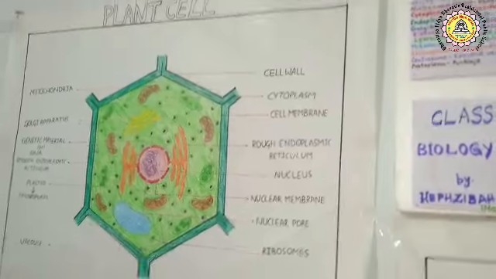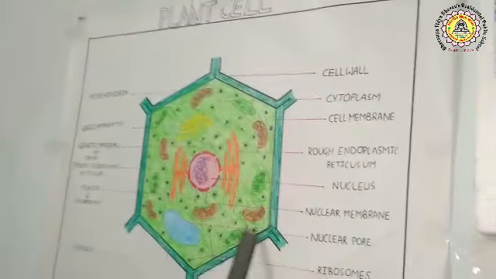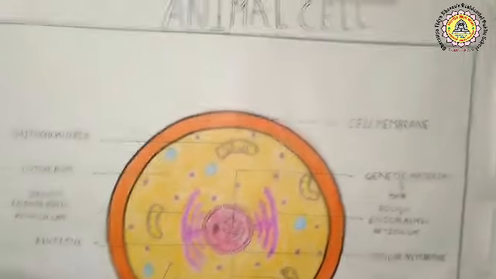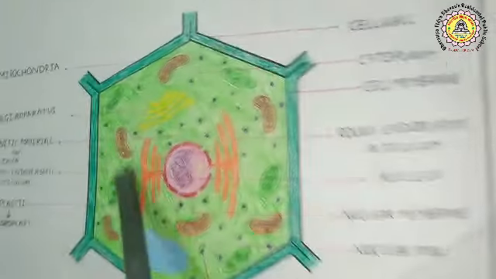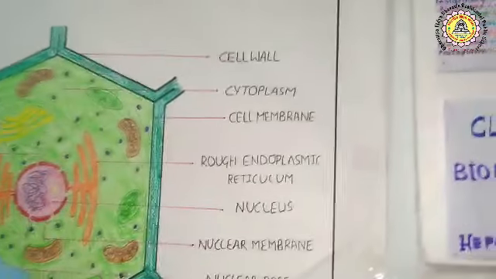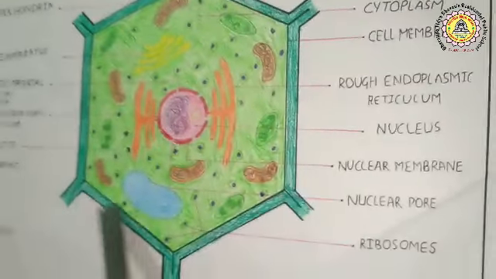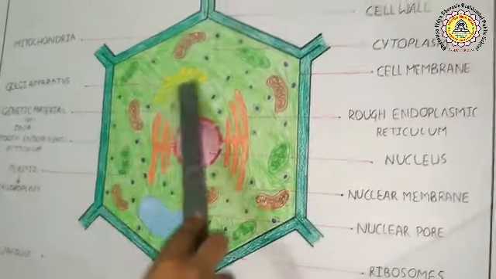Now let us see the parts in the diagram. The cell wall present in the plant cell is the outermost layer. In the animal cell, the cell wall is absent. Next, cytoplasm. Cytoplasm is present in plant cell and animal cell. It is a clear jelly-like fluid. Next, the cell membrane, which is present below the cell wall. Golgi apparatus. This one, nucleus.